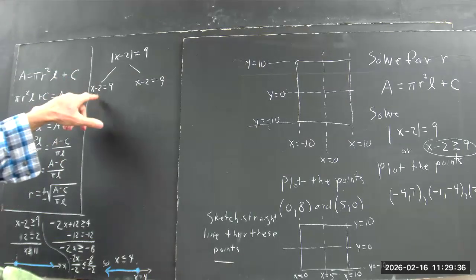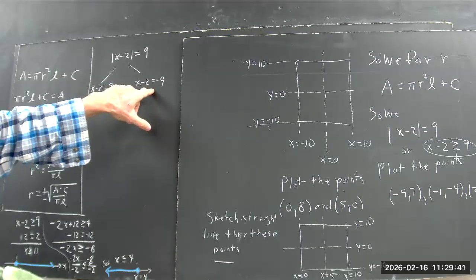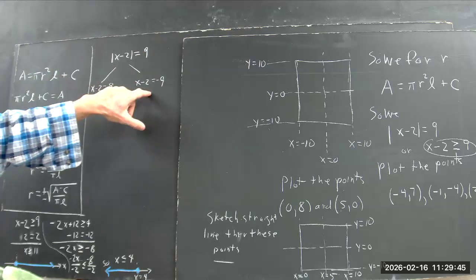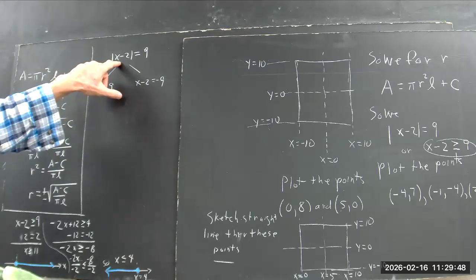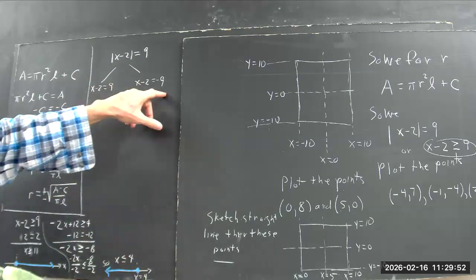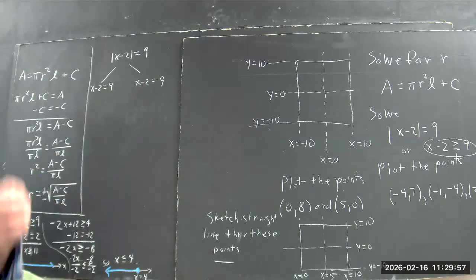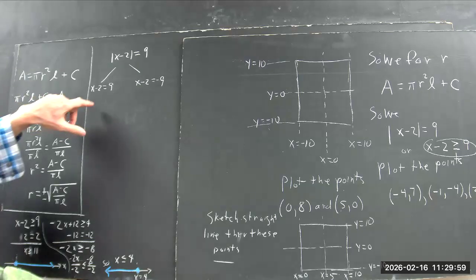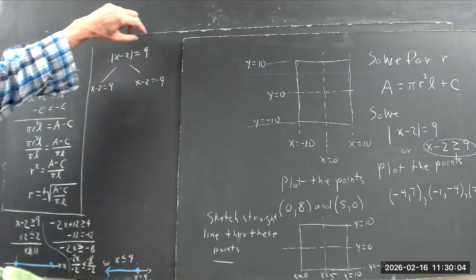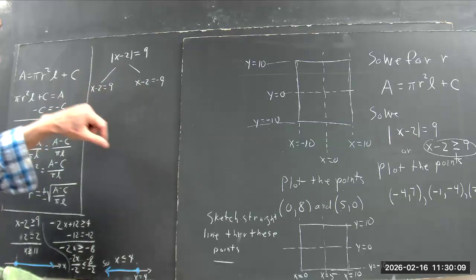Now again, if x minus 2 equals negative 9, then that does satisfy the inequality. x minus 2 equals negative 9, so the absolute value of x minus 2 is 9. And if x minus 2 equals 9, then the absolute value of x minus 2 is clearly 9. So we break this inequality into 2 cases.